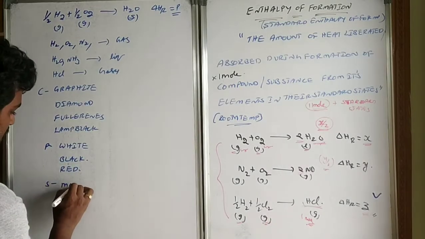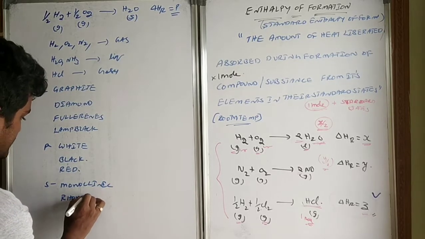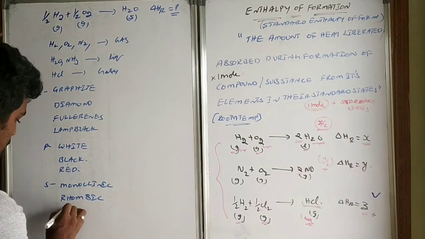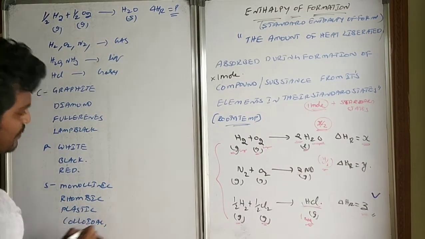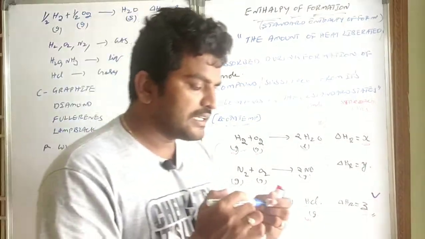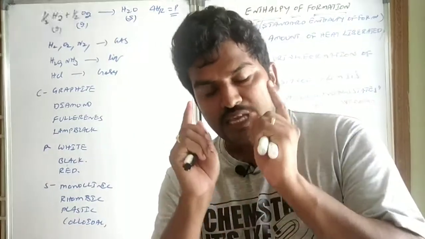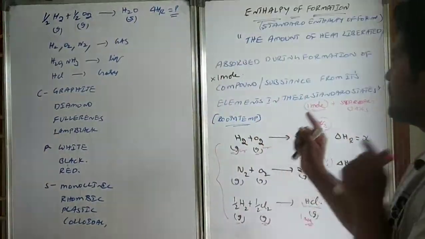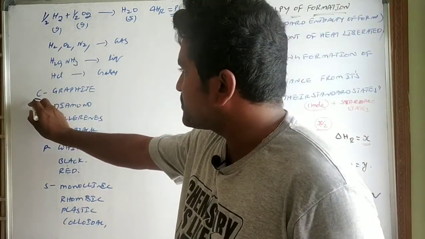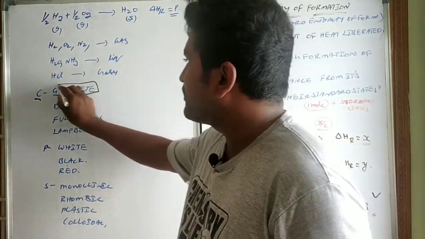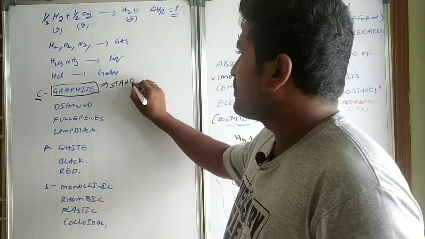For sulfur, monoclinic is present, and then rhombic is present, and then plastic is present, and then colloidal is present. What is the standard state for these elements? Whenever the elements are present in their standard states, only then do you have to calculate this enthalpy of formation. Among the forms of carbon, graphite is the standard state.